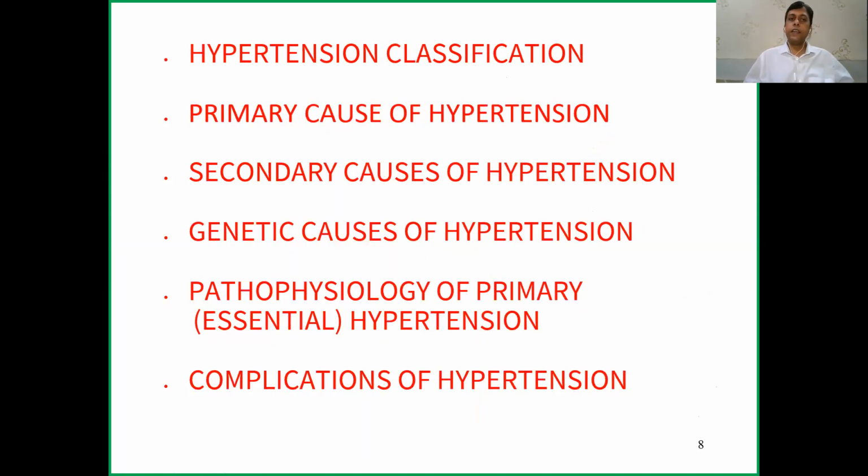Okay, and after that we'll discuss the classification of hypertension. There is primary or essential hypertension, and then secondary hypertension. Then, what are the causes of primary hypertension, what are the causes of secondary hypertension, what is the genetic cause of hypertension, and then the complications of hypertension, so that we can understand whether the problem is in the kidney, in the nervous system, or in the diet. If we can find the root cause, then definitely we can easily control the blood pressure. So in this course, we are going to cover every topic related to hypertension.